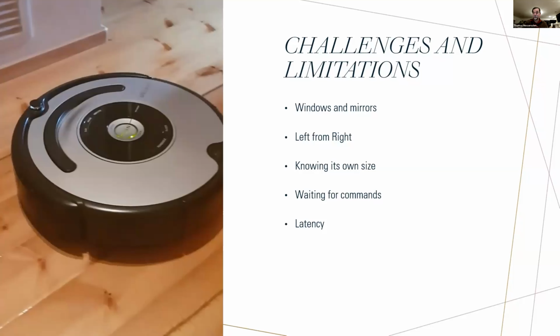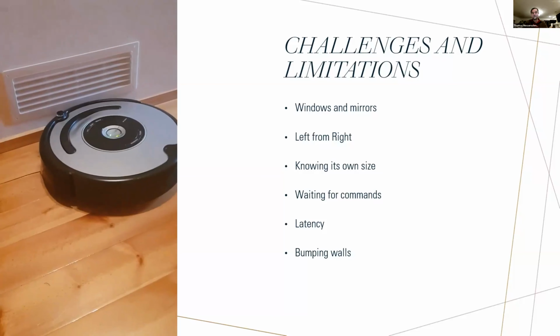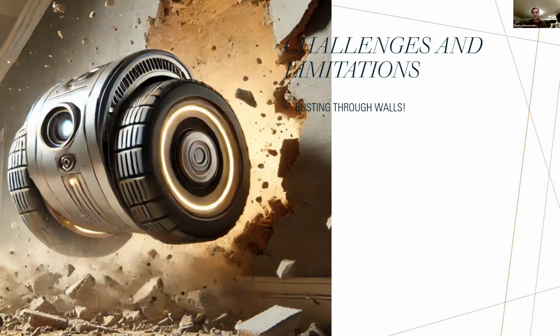And that can be very difficult if you want your robot to move faster than, let's say, one of those rovers on the moon. Those move pretty slowly. Another one is bumping into walls. Everyone who has one of these robots knows all about that. Another one is busting through walls. If your robot's big enough and heavy enough, you're going to bust through the wall.